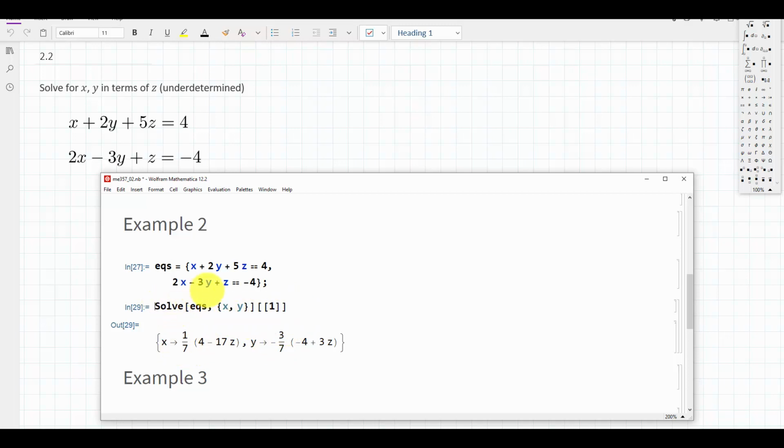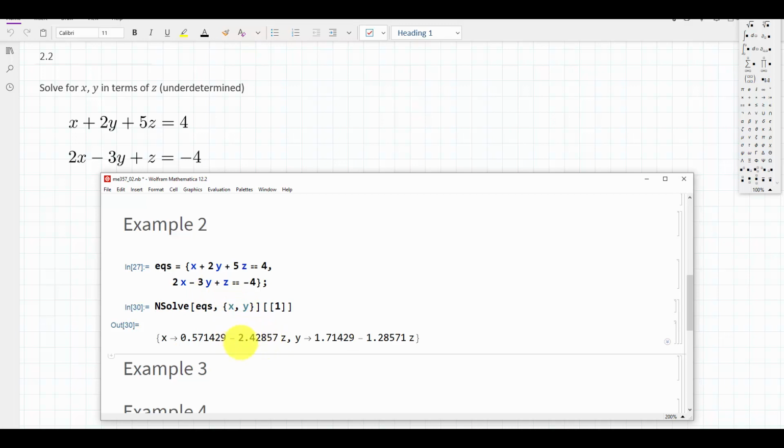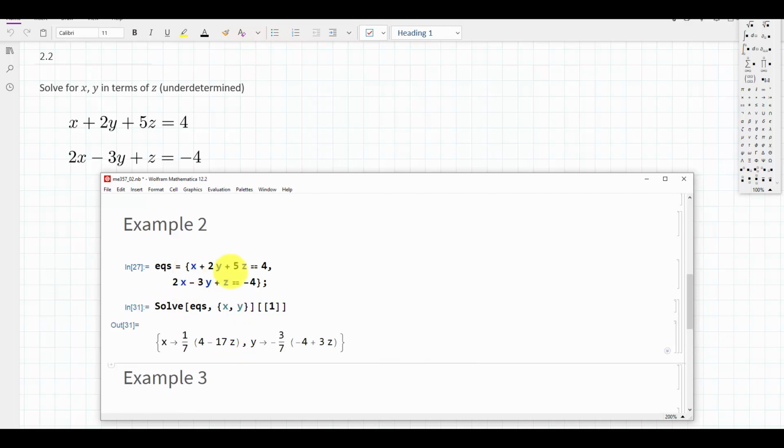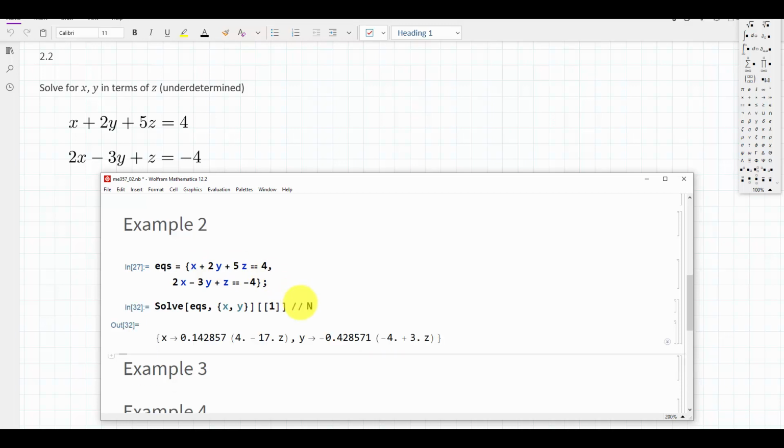Just like with the unique solution we saw before, I can get this in decimal form various ways. So now it gives the decimal approximations of the solution. Or, again, with that //N at the end, it gives somewhat the same result. Here it's still in decimal form, but it tried to factor it as much as it could. So depending on what you want your solution to look like is which commands you want to use. Do you want numerical NSolve, or do you want this //N until it looks the way you want it?